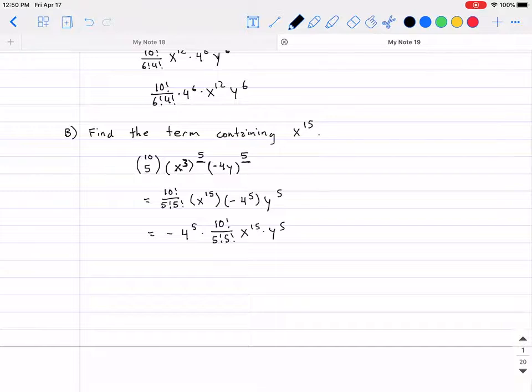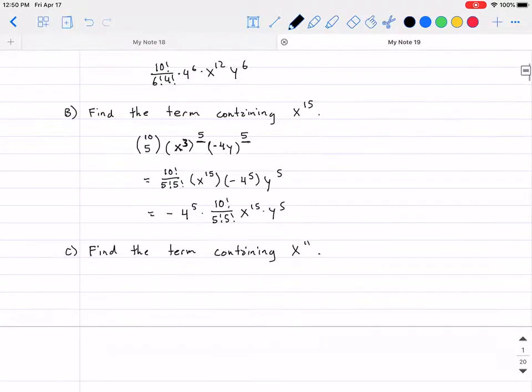A small side note that I should mention is that if a problem says something like, similar to part B, find the term containing x to the 11th, then that's going to be a problem, because you'll notice that if I do the same thing, we will have x to the third raised to something, and then we have negative 4y raised to something, and that something has to give me 11.